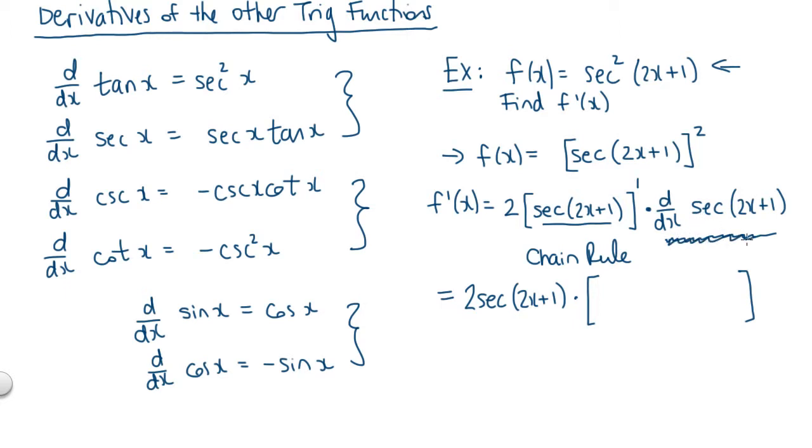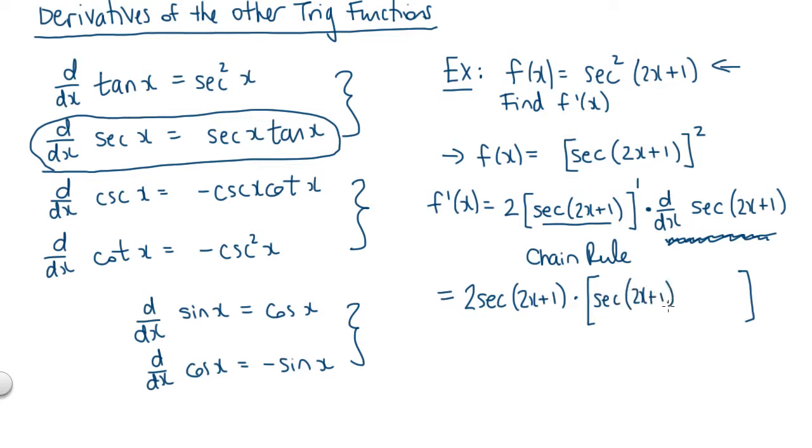Well, looking back to this step here, the outside function is the secant, so we're going to take the derivative of the secant function. And remember, if we look back at our formulas, anytime we're taking the derivative of secant of an angle, the answer is going to be secant of that angle times tan of that angle. So we're going to get secant of 2x plus 1 times tan of 2x plus 1. We have now taken the derivative of the secant, but we need to now multiply by the derivative of the inside function, so times 2.